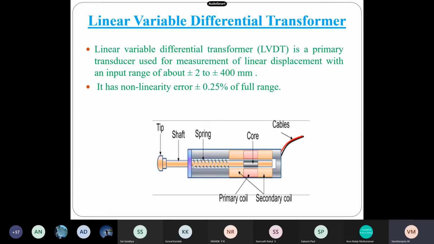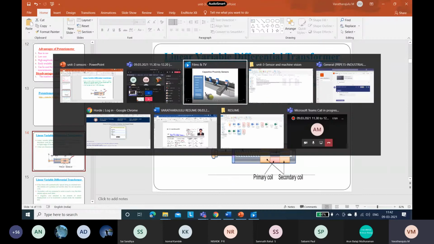Concerning today's presentation, we will start from LVDT, inductive, and capacitive proximity sensors. And why are we concerned about sensors? What was your vision? Why are we concerned about sensors?